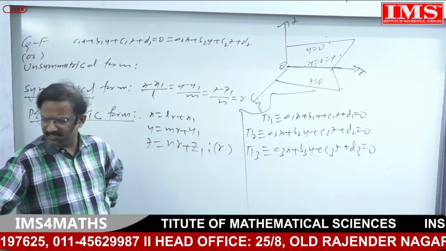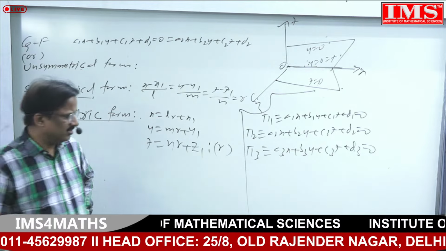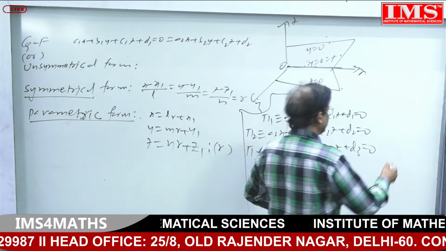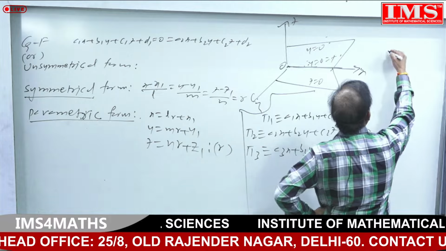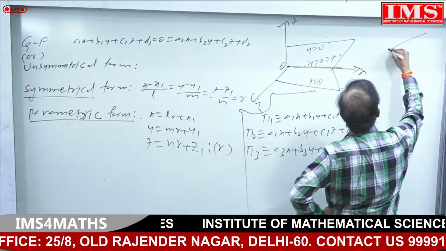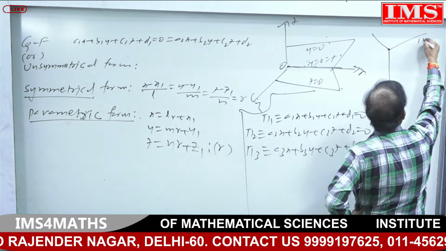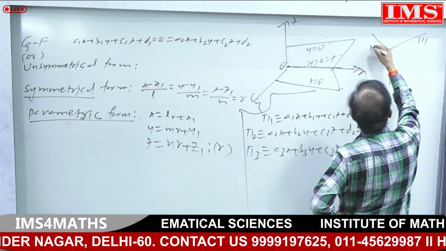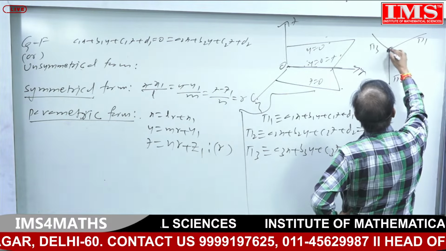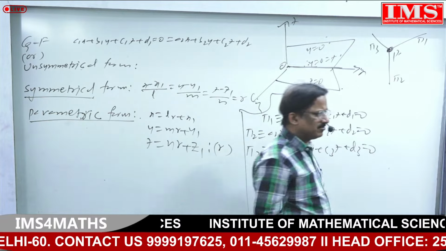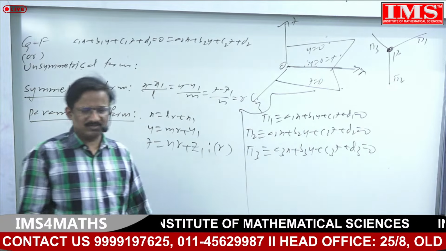And basically, three planes together in a common point. Three planes may be together. You can't imagine these as lines. The three planes together, pi 1 plane, pi 2 plane, pi 3 plane. Three planes together may be in a common point. It's very obvious.